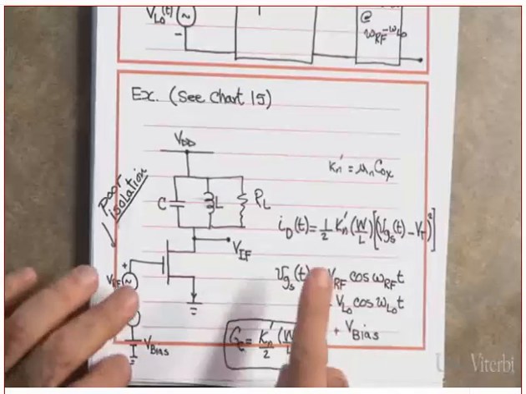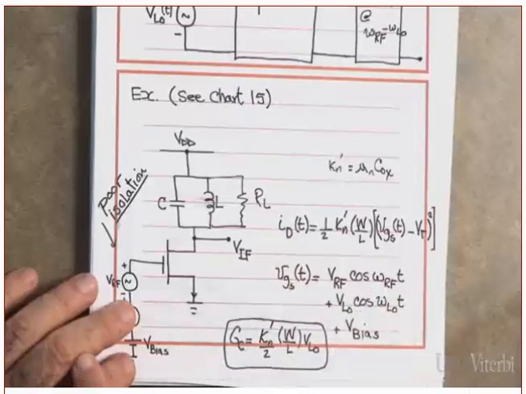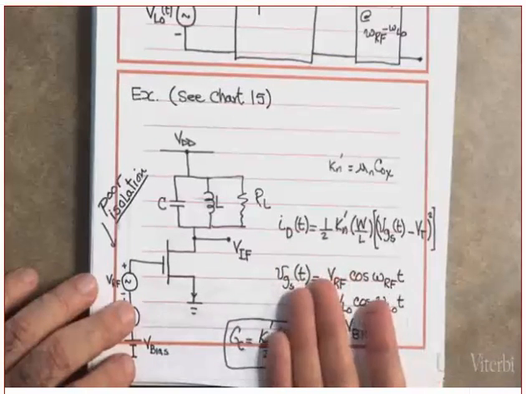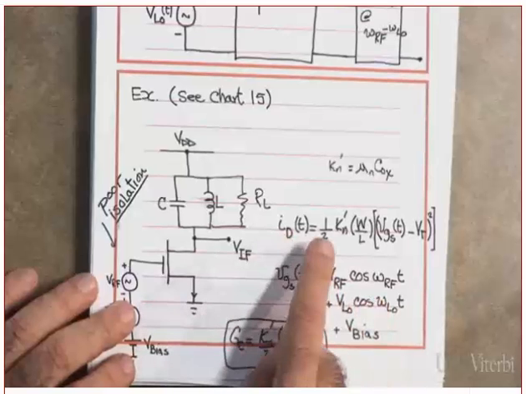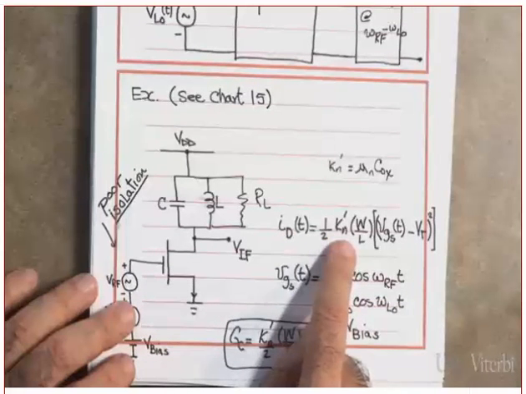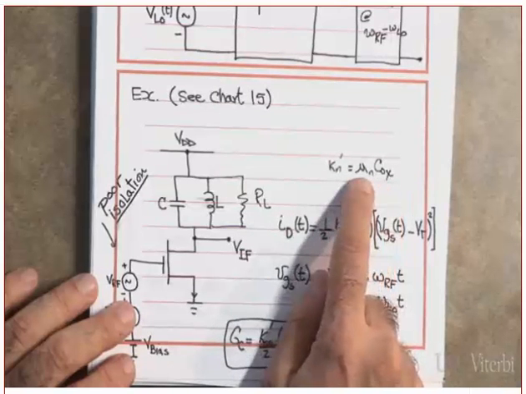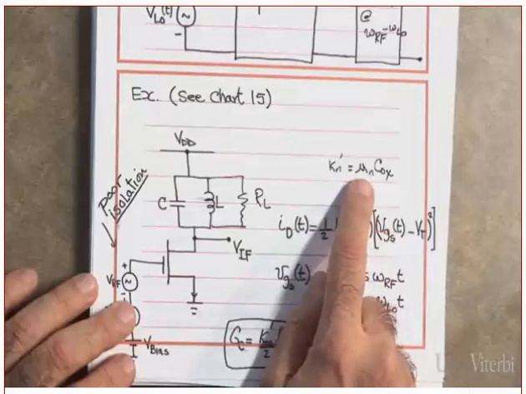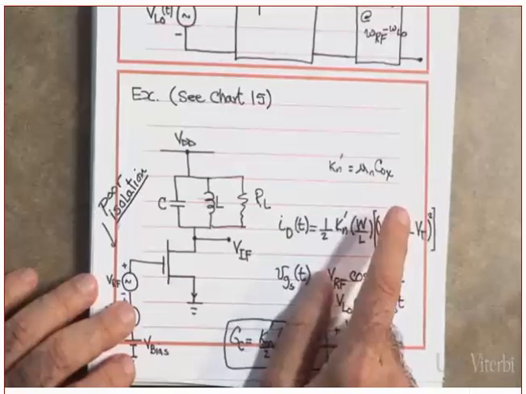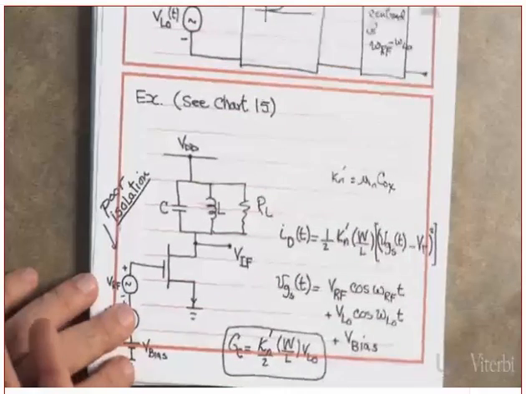Do you remember the equation relating the I and the V, or did Aaron show you this? It is 1/2 Kn prime. Kn prime is mu n COX. I don't expect you to remember this. What is mu n? Mobility of the electrons. And COX is the capacitance of the oxide. Did you get this or not?